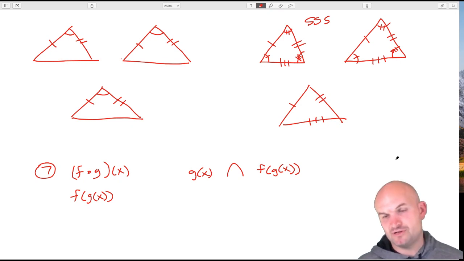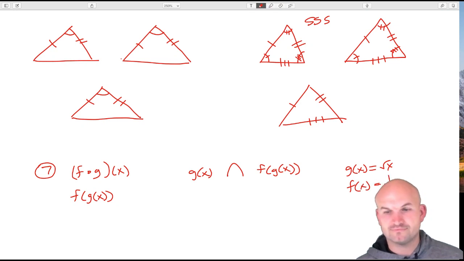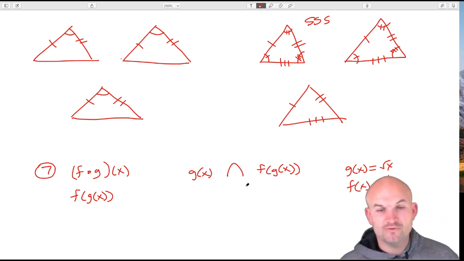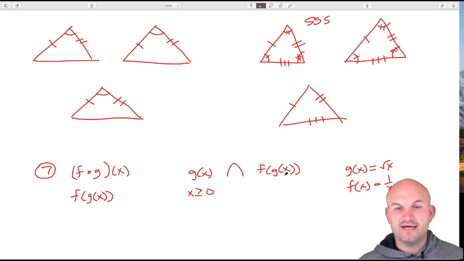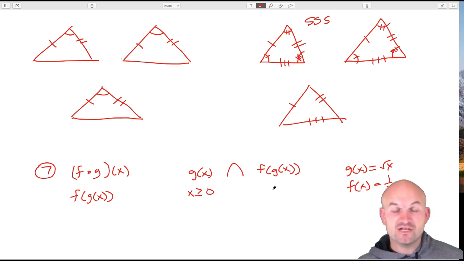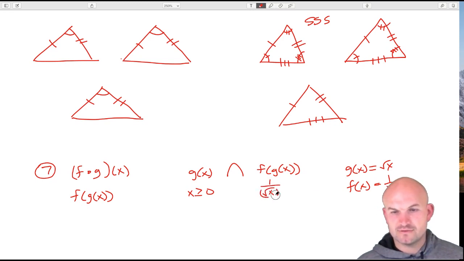Let me give you an example. Let's pretend g of x is the square root of x, and let's pretend f of x is 1 over x squared. The domain of g of x is going to be all numbers greater than or equal to 0, right? And for f of g of x, when you plug that in, you're going to have 1 over the square root of x squared, which equals 1 over x. So that's going to be all real numbers except for 0.